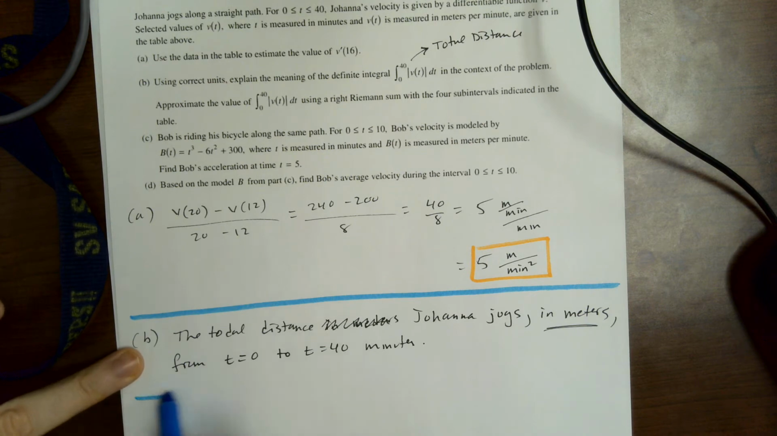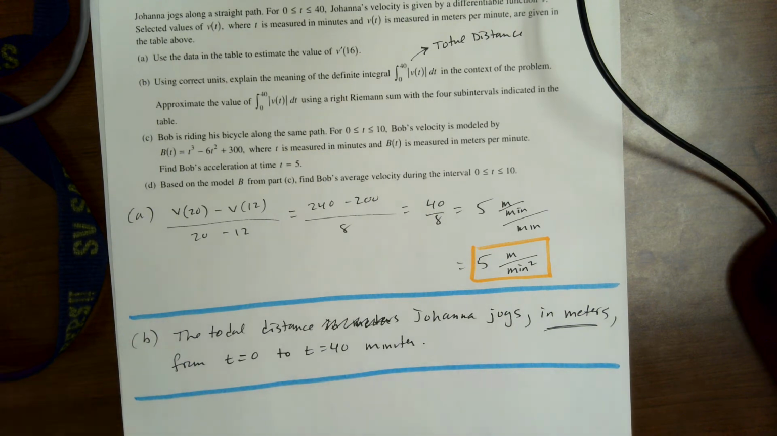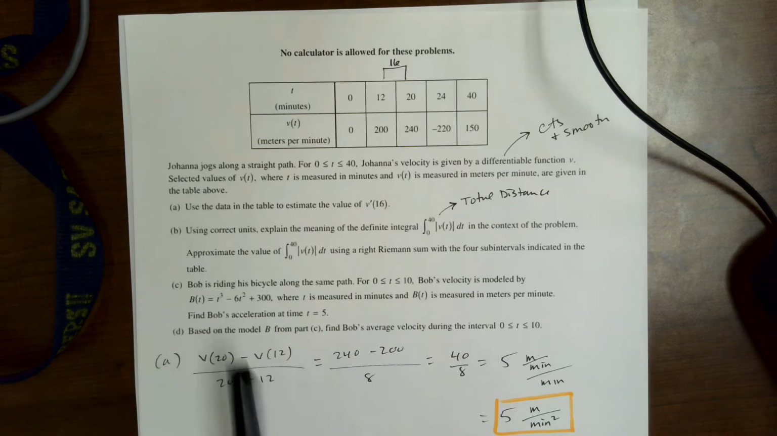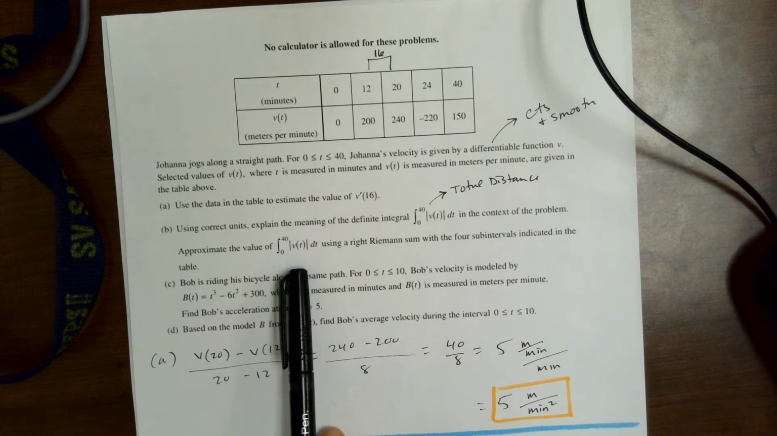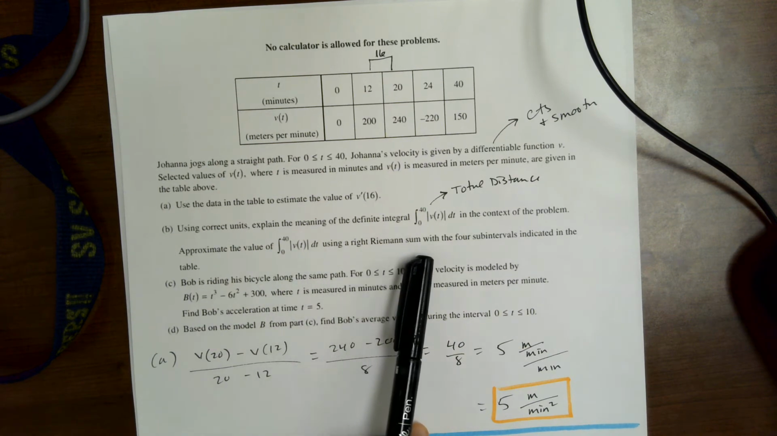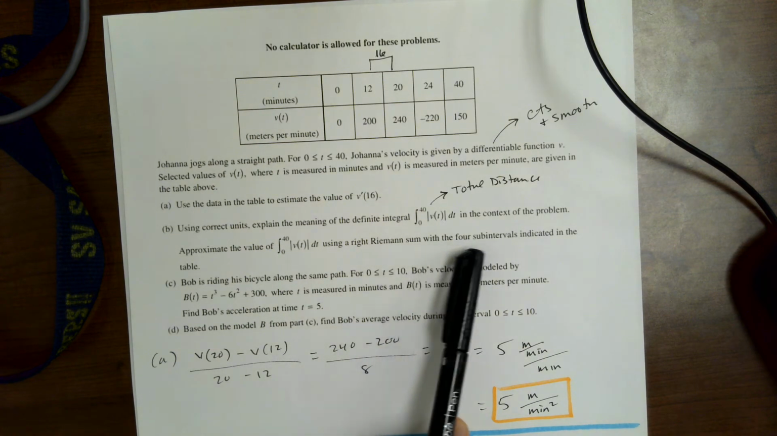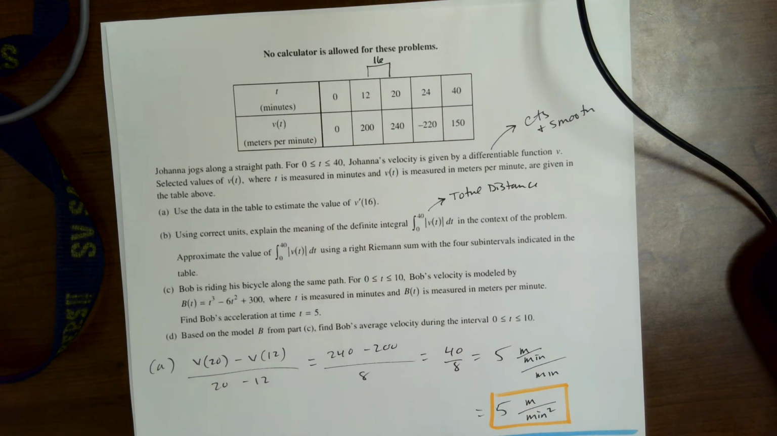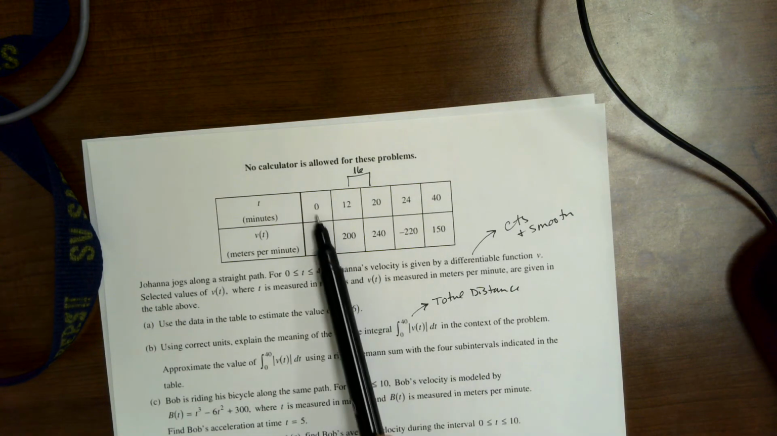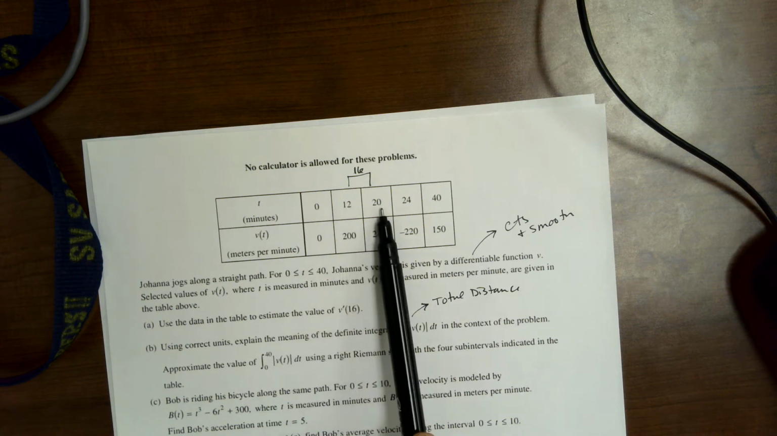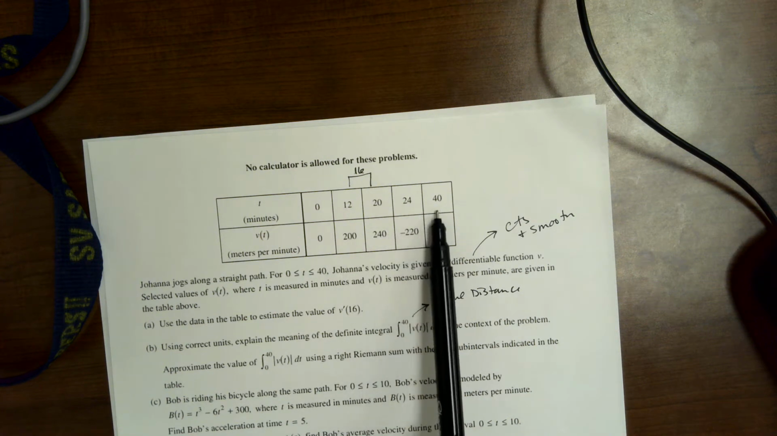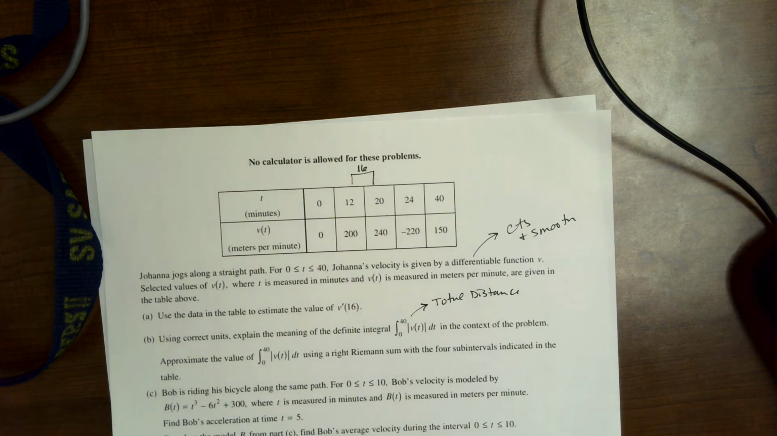B, okay, now C. Oh, actually, I need more room. No, we're not even done with B. Okay, so approximate the value of this using a right-Riemann sum with the 4 subintervals indicated in the table. So the 4 subintervals indicated are 0 to 12, 12 to 20, 20 to 24, and 24 to 40.